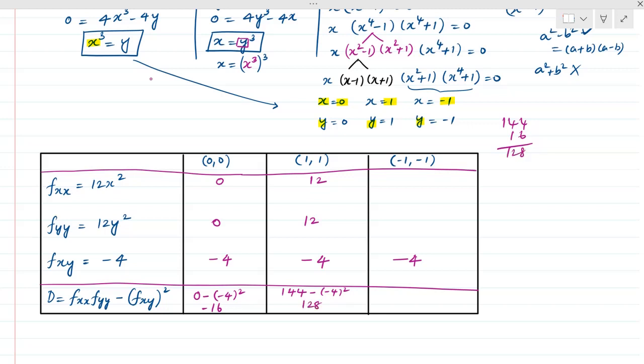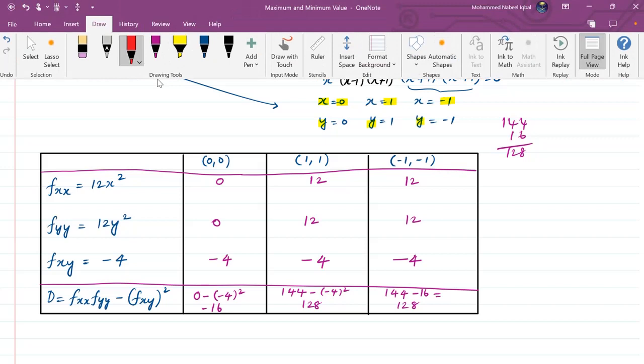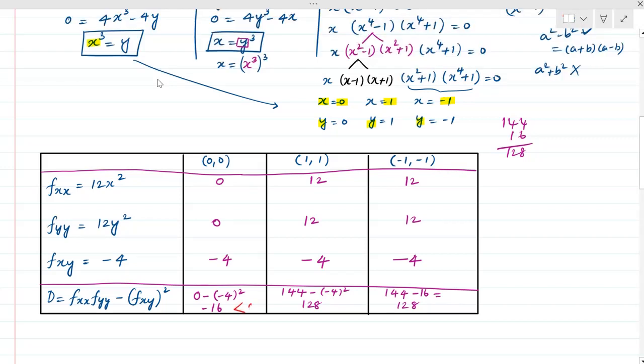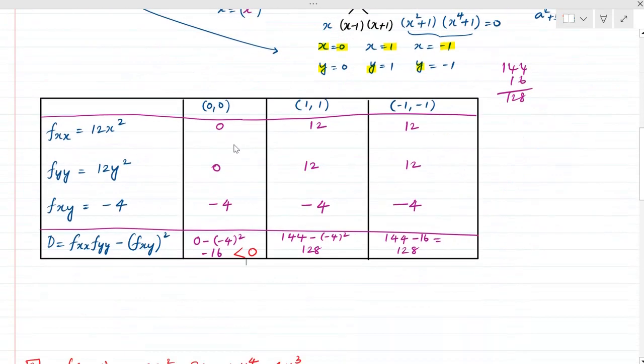Now similarly here, due to the square, I will substitute the value. It becomes 12 again. If you multiply, you will get 144 minus 16, which is equal to 128. Is it right? 128. Now what happened here? This is less than 0. If it is less than 0, it is a saddle point as per the rule. Therefore, no need to worry about it. So I say here this is a saddle point.